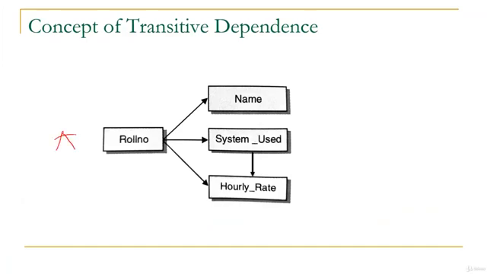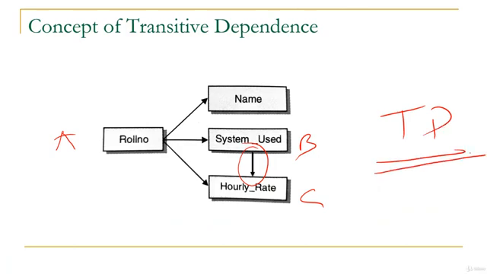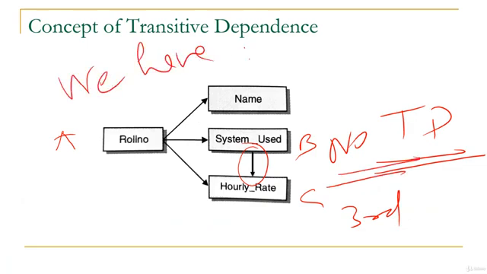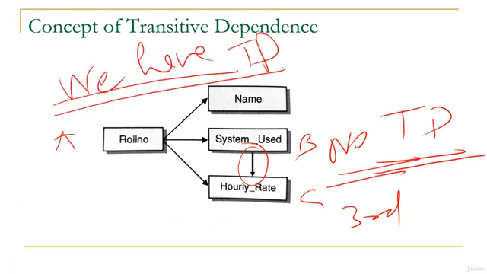So I can say that this is now A, this is B, and this is C. There is a dependence between B and C, and this gives a case of transitive dependence. Third NF says that there should be no transitive dependence, but here we have transitive dependence. So this table is not in third normal form.